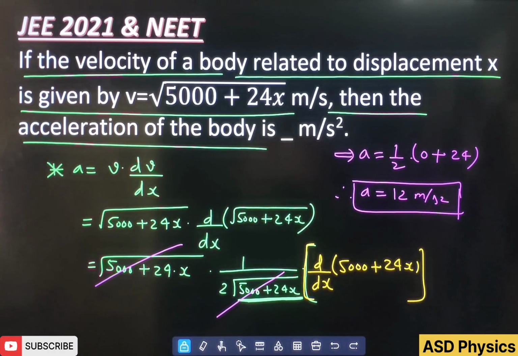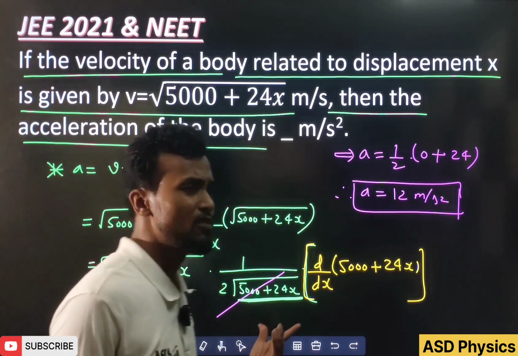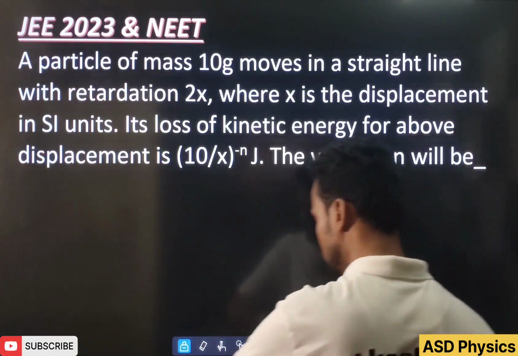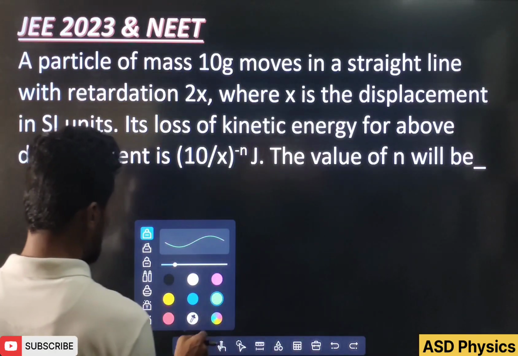So students, remember that if instead of x any other thing is given, maybe e to the power x or sin x, then we have to differentiate again. Okay, great. Now students, next one, let's see here.